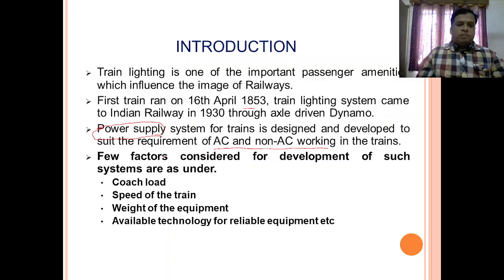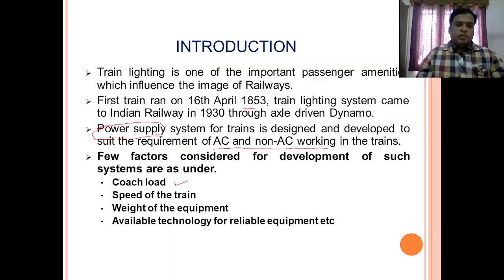A few factors considered for the development of such systems are the coach load, the speed of the train, the weight of the equipment, and available technology for reliable equipment. We are supplying power for different AC and non-AC working in trains. First, the coach load: how much power a coach consumes. Suppose a coach has fans, lights and other things.